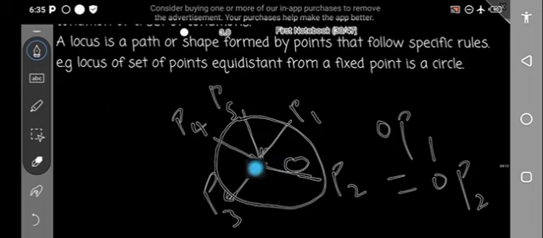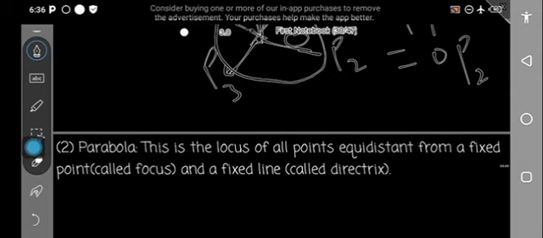So this is an illustration of what a locus is, an example of the locus of a circle. Locus is a shape formed by points that follow a specific rule. The rule here is that the points are equidistant from this fixed point. If you follow that rule, you trace out a circle. The locus of those points forms a circle. So this is what locus is, and let's move on to the next thing.